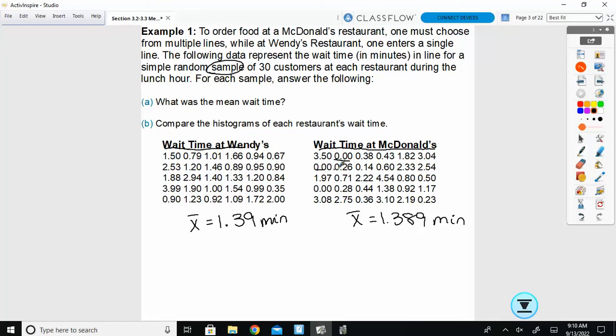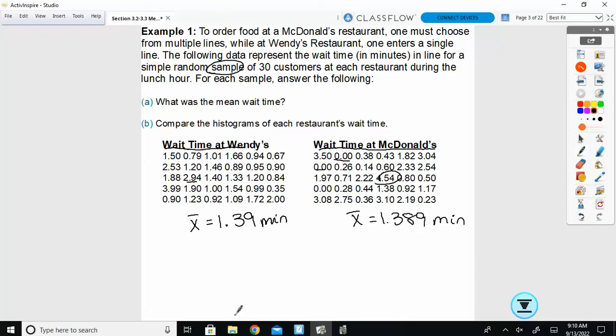Okay, McDonald's, it has a lot of really fast times. It has zeros, but then it also had some high ones, didn't it? This person had to wait 4.5 minutes. But when I look at Wendy's, what do you notice about those times? They're pretty consistent. Looks like the highest one here was, what, 2.94? So they were more consistent.